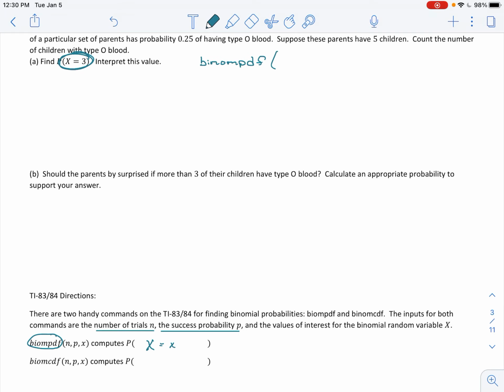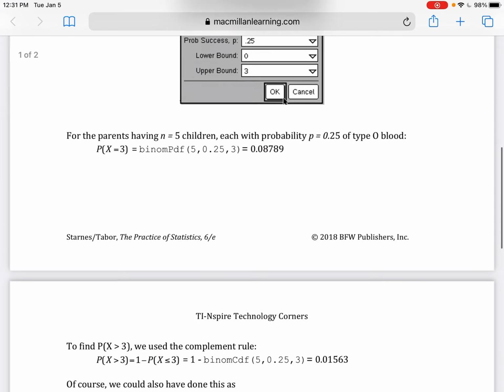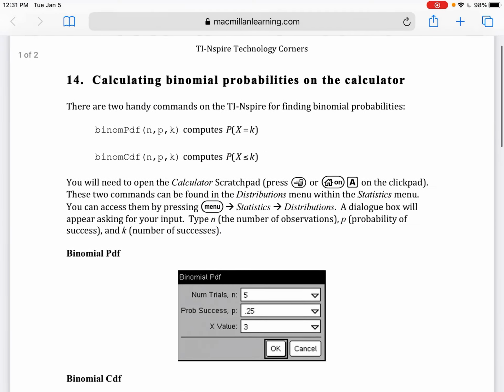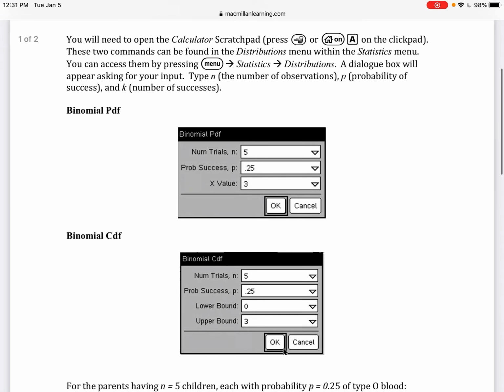Now I am going to be showing the TI-84 and how it works, but the Inspire, I will also post these directions so that you can see the commands that you need to follow on your calculator to do this exact same thing. So you're going to see that you still need the number of trials, the number of successes, and the X value in question, but again, it's just going to look different as I actually type it in.